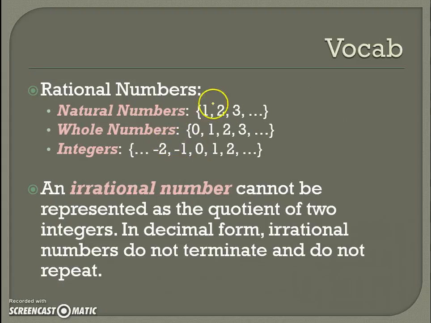Whole numbers are all of the natural numbers except we add this 0 to it. And then the integers are all of the whole numbers, and then the opposites. So the opposite of 1 is -1, the opposite of 2 is -2, and so on.